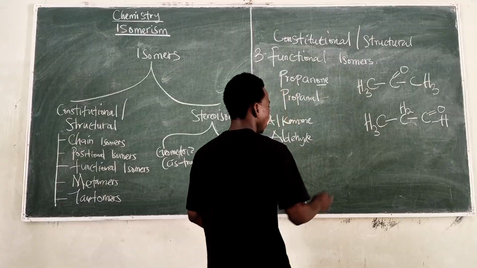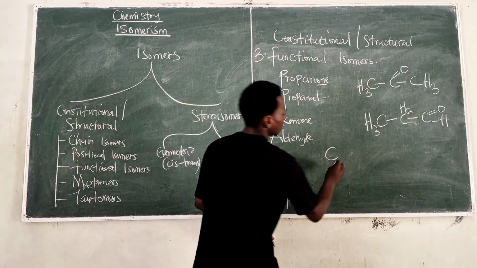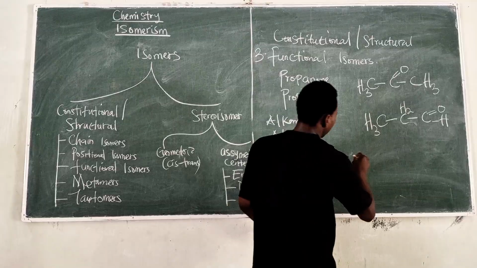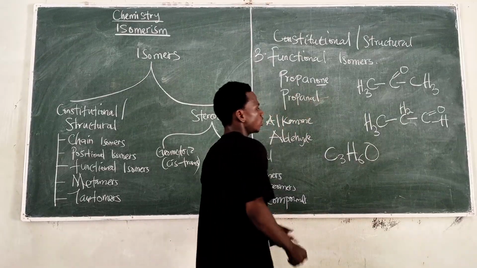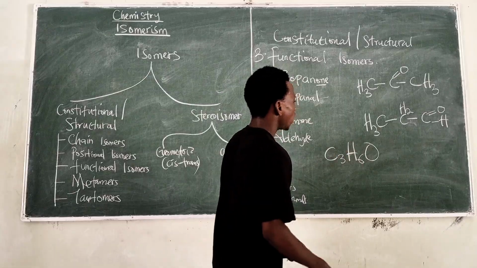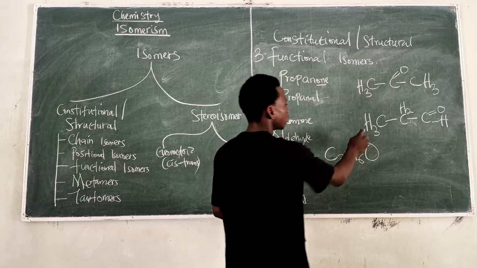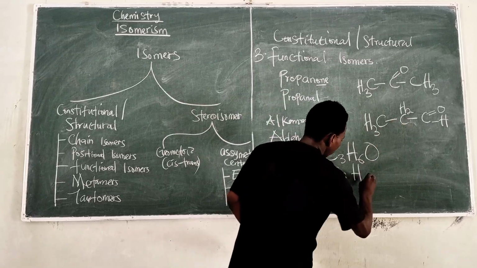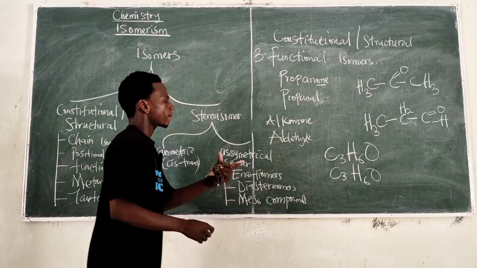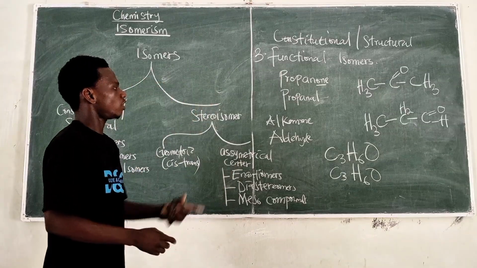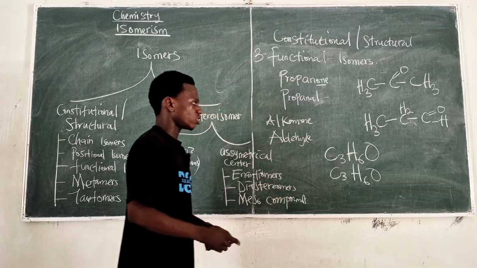So in propanone, we have 3 carbon atoms and 6 hydrogen atoms with 1 oxygen. In propanal, we have 3 carbon atoms also and 6 hydrogen atoms and 1 oxygen. So these two are functional isomers with the same molecular formulas but different functional groups.